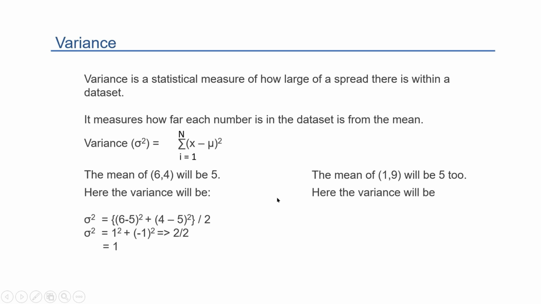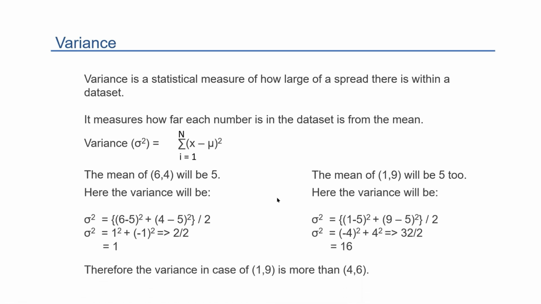But here the variance calculation will be: (1 minus 5) square plus (9 minus 5) square, that is (minus 4) square plus 4 square. This will come to 32, and the sigma square, that is variance, will come to 16. Therefore, the variance in the case of 1 and 9 is more than that of 4 and 6.